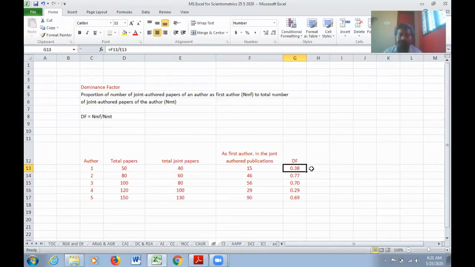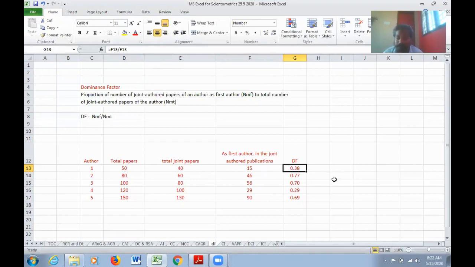NMF, that is number of joint authored papers of an author as a first author. For example, totally I published 50 papers, of which 40 are joint authored papers. So I joined with others, and in collaborative mode, I published 40 papers. Out of these 40 papers, my name appears as the first author in 15 papers. So what is my dominance factor? NMF divided by total joint papers. So my dominance factor is only 0.38.